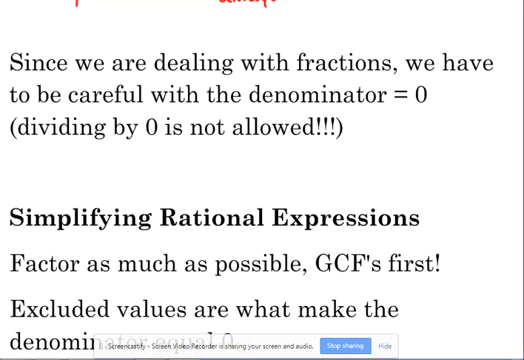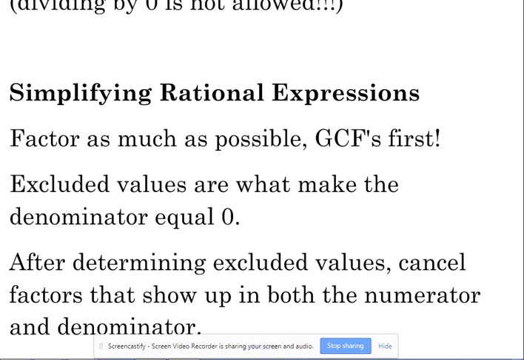So we're going to start with just simplifying these, okay? And when we simplify, we want to factor as much as we possibly can, always looking for a GCF first, like always with factoring. Excluded values, if they ask you for the excluded values, are what make the denominator equal 0. After we figure out what our excluded values should be, then we're going to cancel factors that show up in both the numerator and in the denominator.